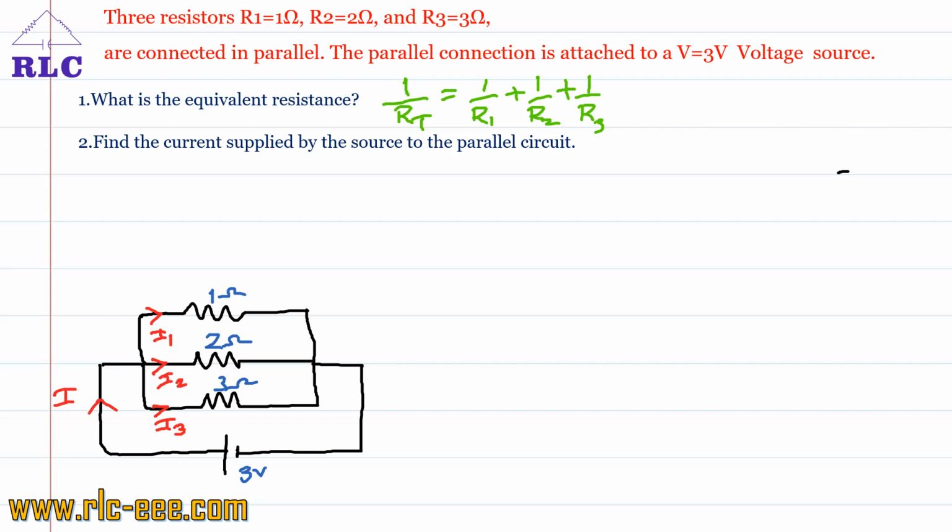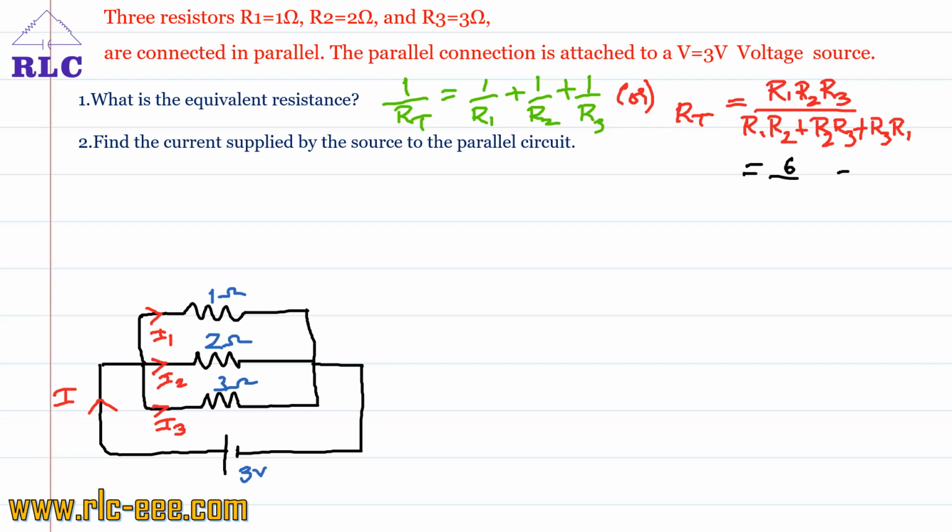1 by R total is equal to 1 by R1 plus 1 by R2 plus 1 by R3. If you substitute the values, the calculation takes more time. So we'll apply a shortcut method as said earlier. R total can be written as product by sum. So product divided by sum. Product is R1 R2 R3, divided by the sum, which should be in cyclic order, that is R1 R2 plus R2 R3 plus R3 R1.